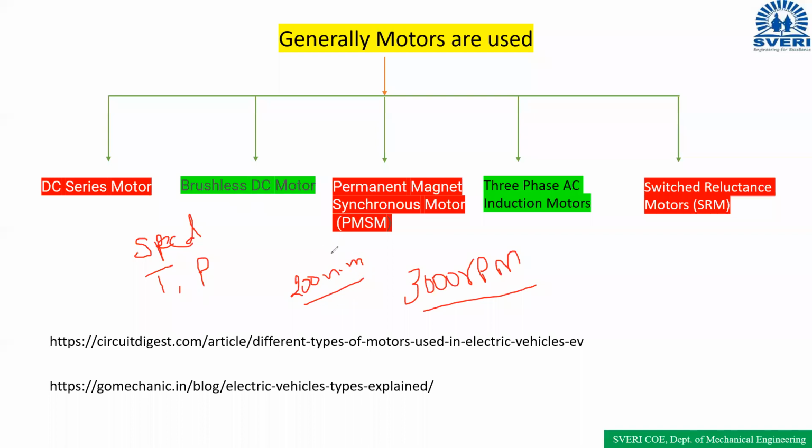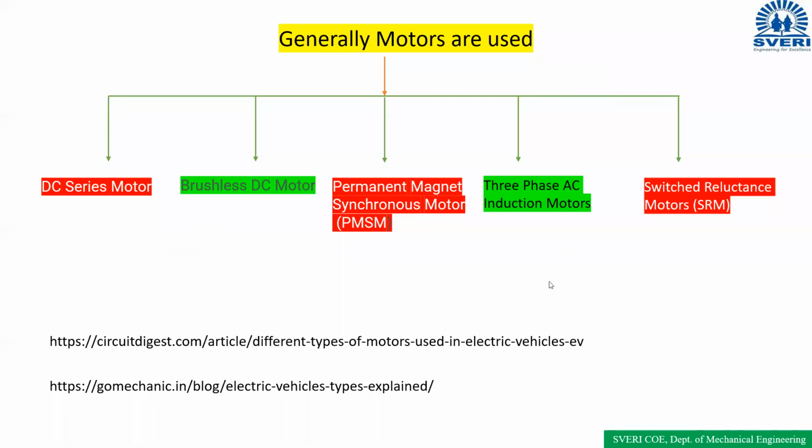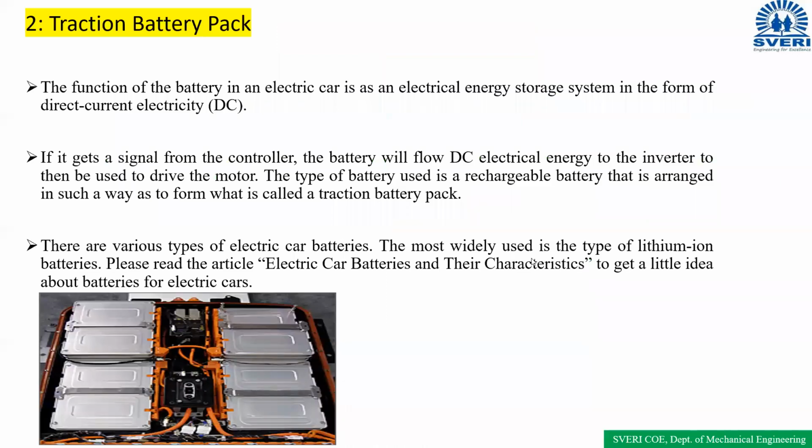Based on the application, based on the vehicle, we have to choose the motors. Which motor can fulfill the requirement? Accordingly, we have to select the motor, maybe DC series motor, brushless DC motor, permanent magnet synchronous motor, three-phase AC induction motor, switched reluctance motor, and so on. Clear?